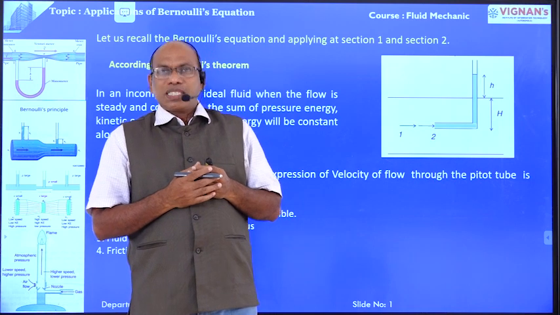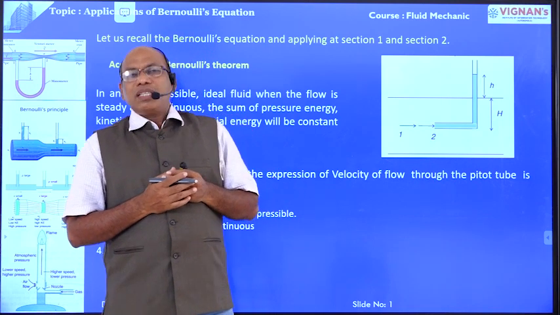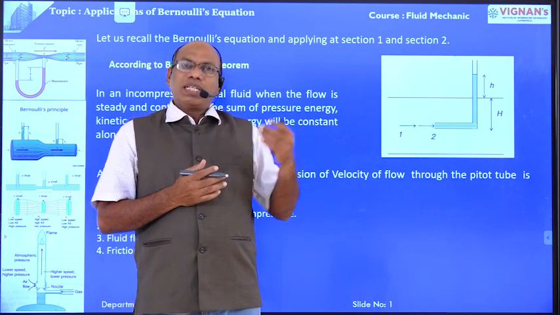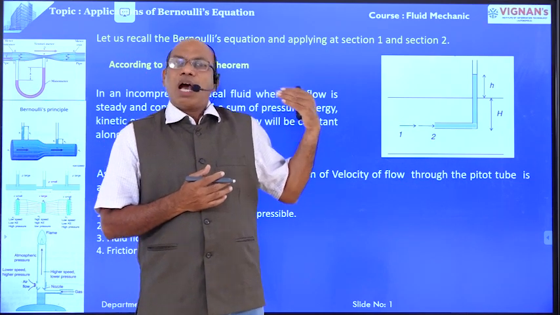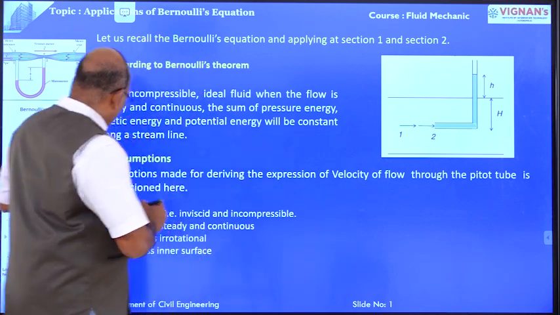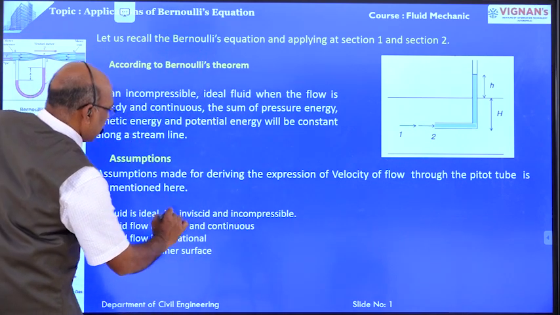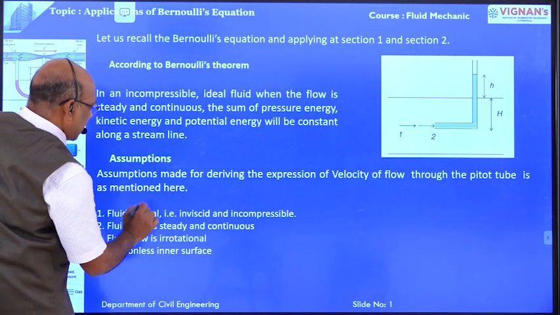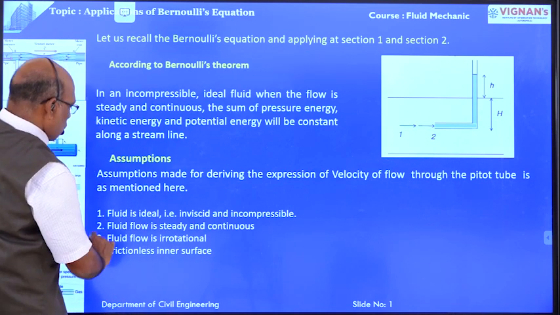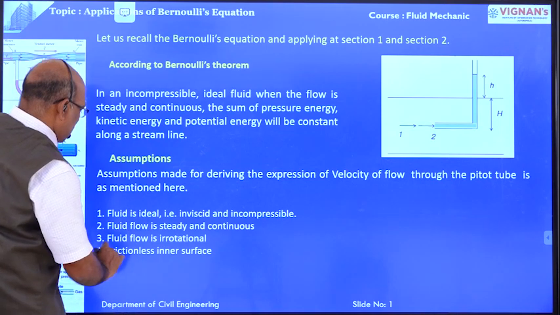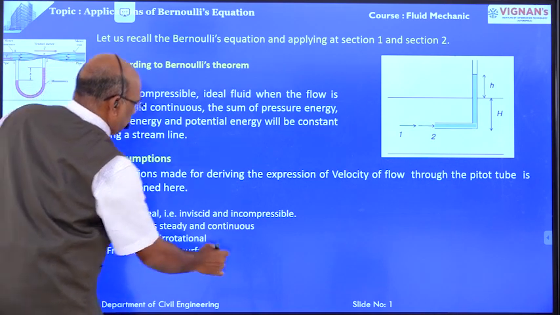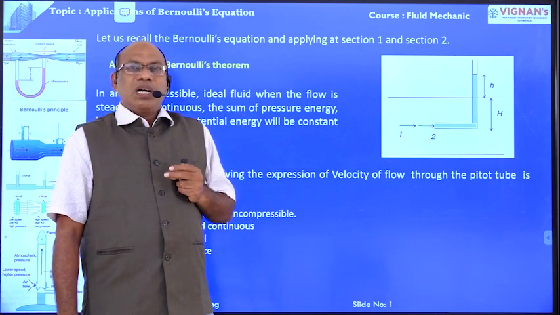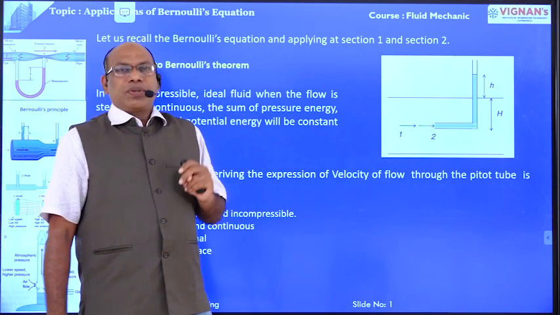Those are the basic assumptions. Based on those assumptions, we have derived Bernoulli's equation, so here also the same assumptions are applicable. First assumption: the fluid is ideal, inviscid, and incompressible. Fluid flow is steady and continuous. Fluid flow is irrotational, with frictionless inner surfaces. These are the assumptions used in the derivation of the velocity of flow through the Pitot tube.